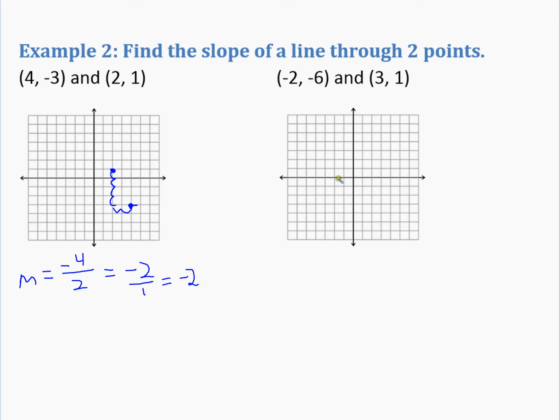Negative 2, negative 6, and 3, 1. Let's count these off. We know this was at negative 6, so we go up 6 and then up 1 more. So this is a positive 7.